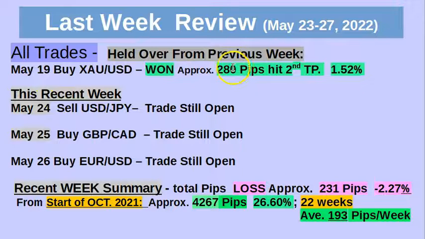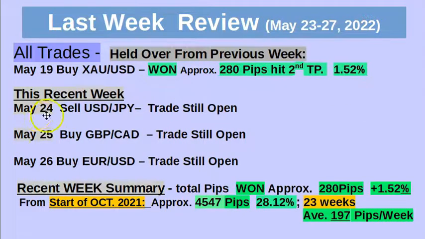We had a carryover trade from the previous week, all the way back from May 19th. I sent out a free signal called the buy. This is gold. XAU stands for gold. So, buy gold versus the US dollar. It was a big winner for approximately 280 pips. It did hit the second take profit level, and this currency pair gained 1.52%. So that was really good.